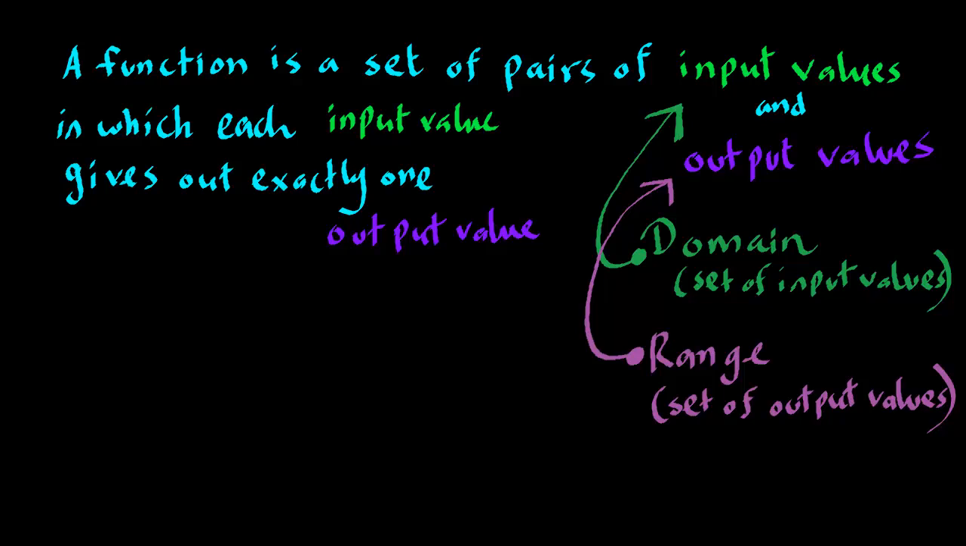A function is a set of pairs of input values and output values in which each input value gives out exactly one output value. For example, if you're asked the question, what is the capital of Singapore? The answer is Singapore City. It has only one answer. So it is a function.